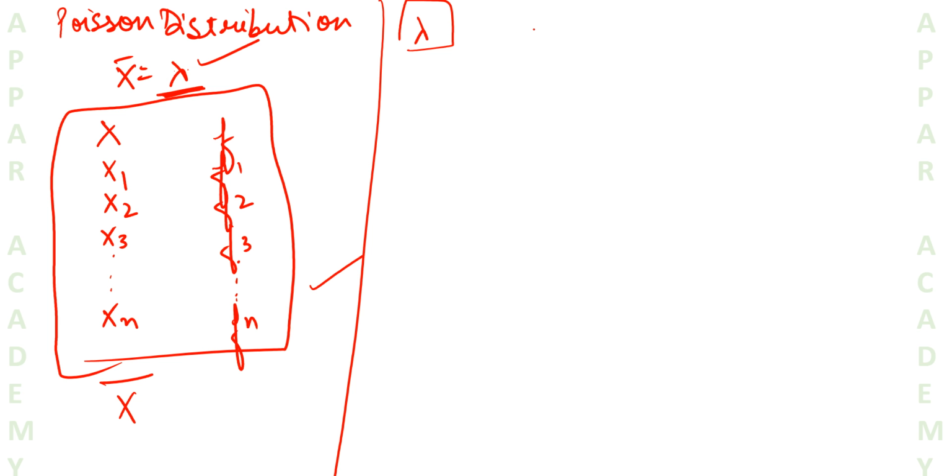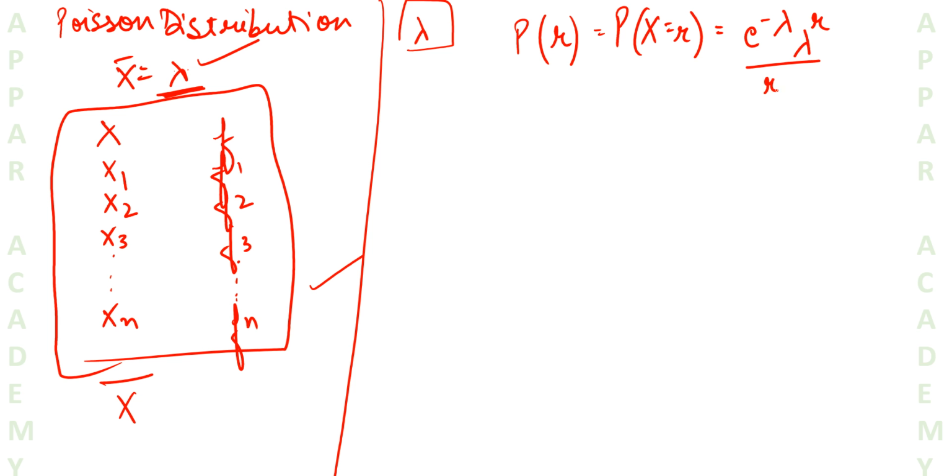So how? We know for any Poisson distribution, probability P(r), or we can also write it as probability of x equal to r, is equal to e to the power minus lambda, lambda to the power r upon r factorial. So probability of x equal to 0, P(0), will be e to the power minus lambda, lambda to the power 0 upon 0 factorial. That's it. So it's very easy. By this we can simply compute the probabilities.